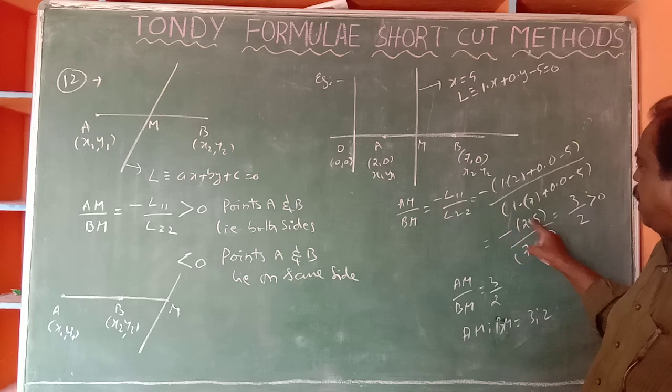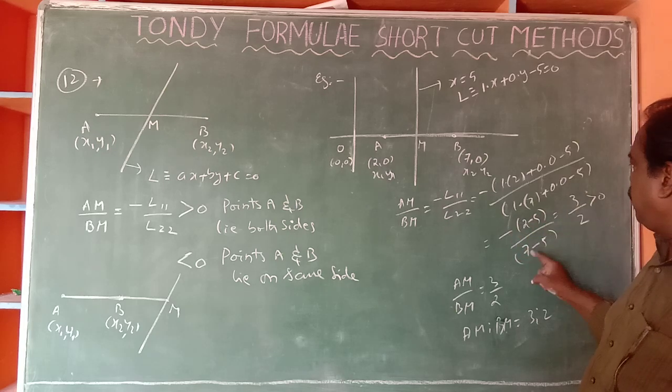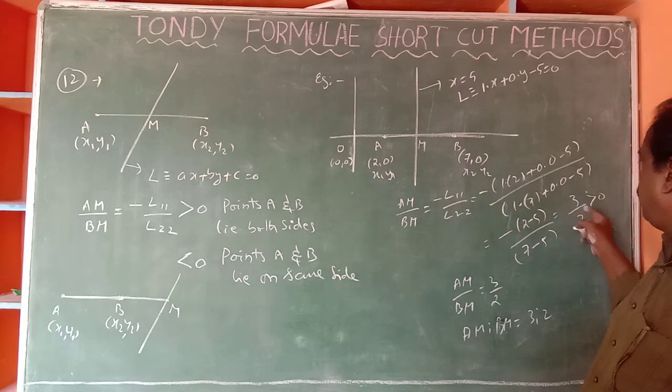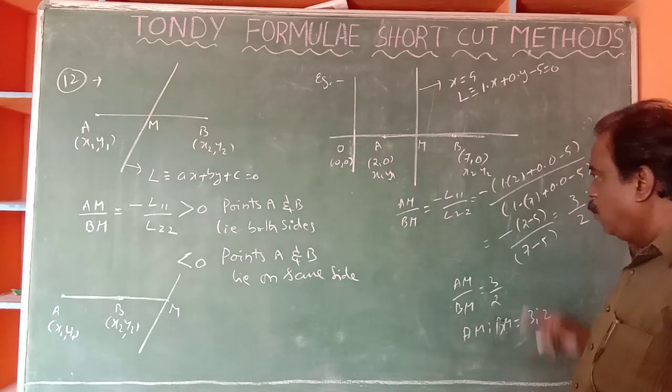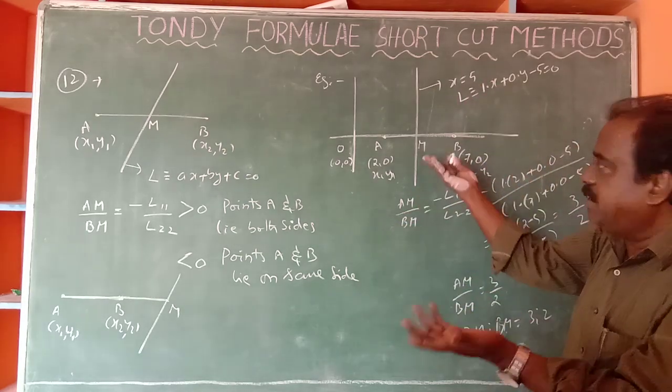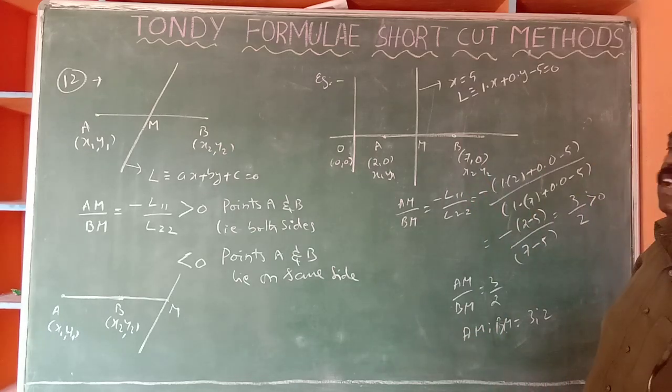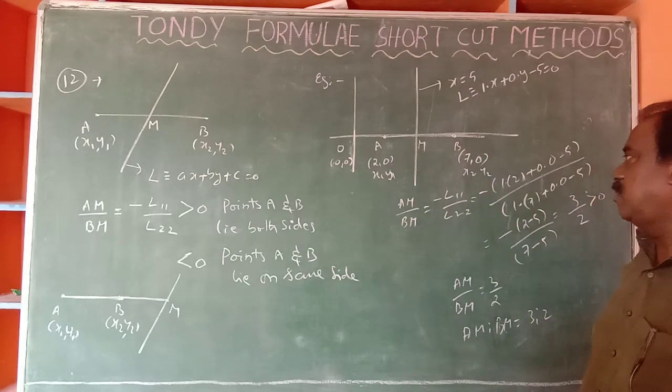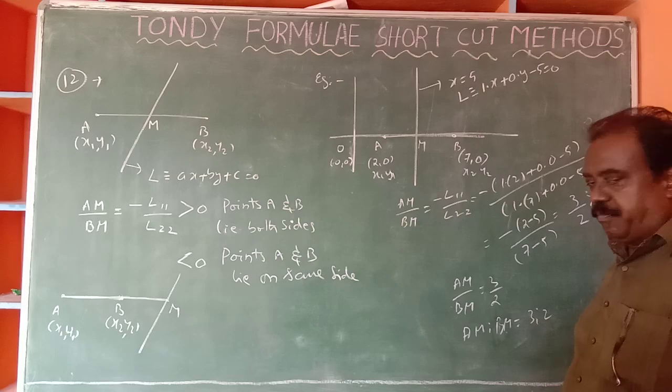Minus of minus 3 by 2 is a positive number. So if it is positive, it is internal. Yes, it is internal. Like this we can prove it.